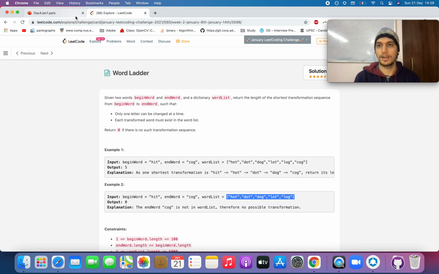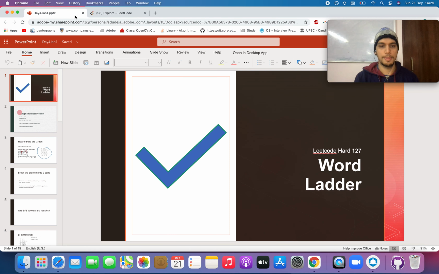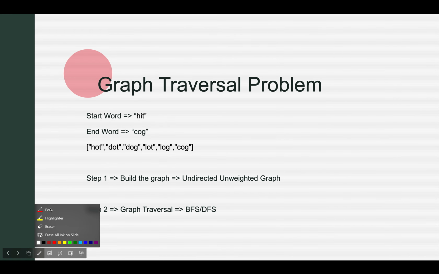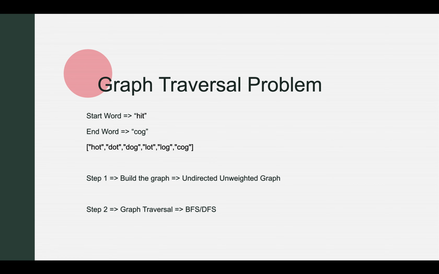Without much ado, let's look at the slideshow that I have created. And let me just start the slideshow. This is a typical graph problem. If you are not aware of graphs, don't worry. I'll explain how we can build graphs, and the second part would be how can we traverse the graphs. In this question, what will we build? We will build an undirected, unweighted graph.